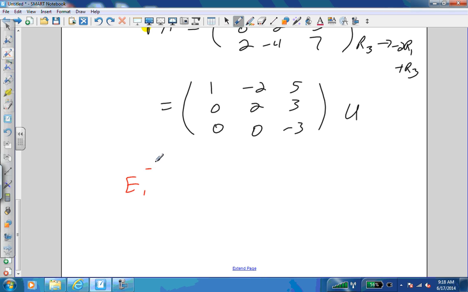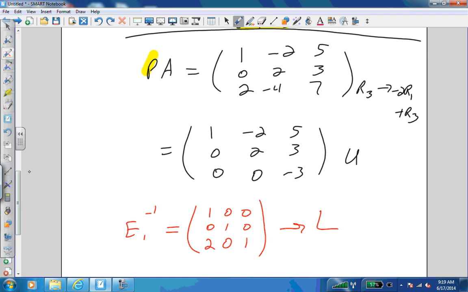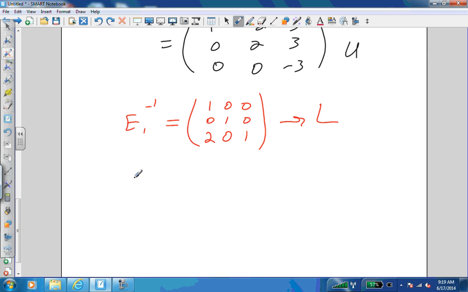So the inverse of that, we're doing that on the third row, so our first two rows stay the same as our identity. Our third row, we do the opposite of a negative 2, so a positive 2 on the first row, and then our third row once. Notice that's a lower. So our LU factorization is 1, 0, 0, 0, 1, 0, 2, 0, 1 times our upper.